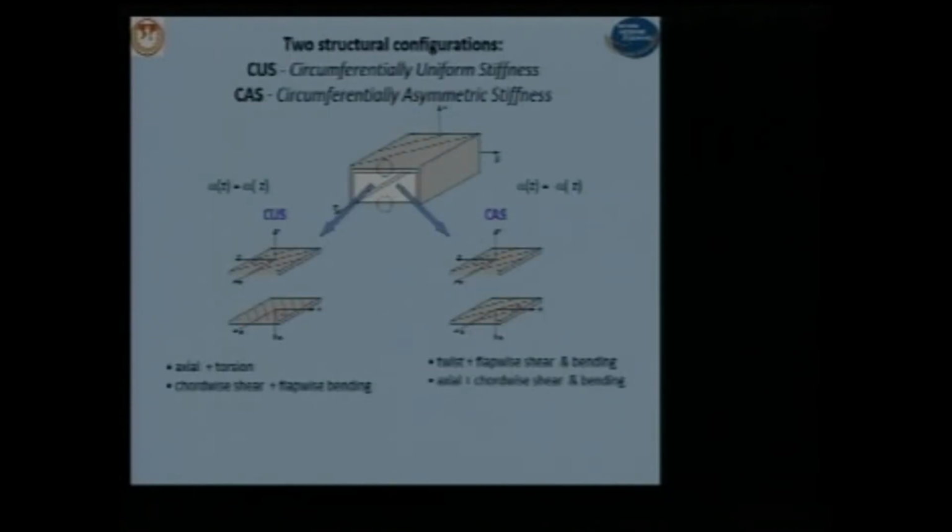And now we decided to try a specific configuration. First, we studied the so-called CUS configuration, which is circumferentially uniform stiffness, which is symmetric, and this one. And then we moved to this one, which is circumferentially asymmetric stiffness, which is the specific case of the composite fibers orientation, which is similar to the stripe which we put on, for example, a tennis racket handle.